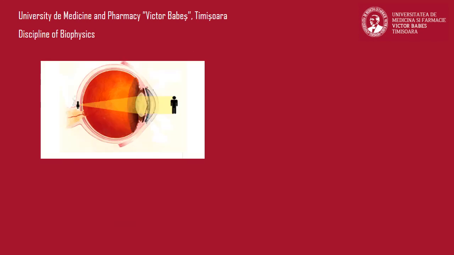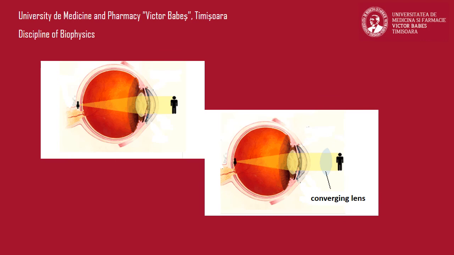In presbyopia, crystalline convergence is reduced by comparison with the normal eye due to its reduced elasticity. To bring the convergence of the optical model to normal value, apply correction with the convergent lens.